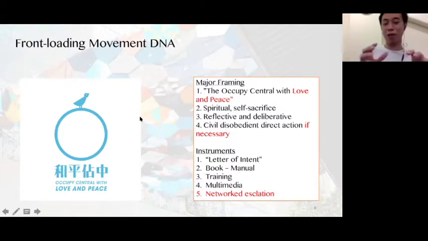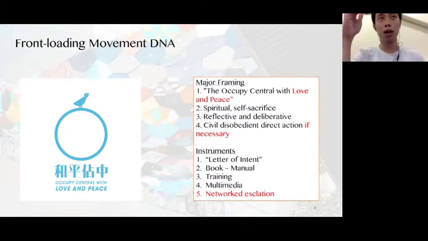For the Occupying Central movement, they focus on love and peace. And the reason they do so is because Hong Kong doesn't have a tradition of massive, huge-scale civil disobedience. Unlike the US, which has had civil disobedience direct action since the 60s or even earlier, we don't have that large scale of civil disobedience actions.